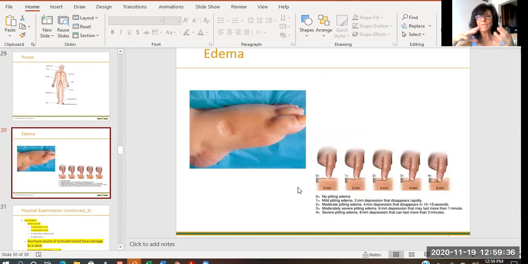Edema is either pitting, and if it's pitting, it's got a number attached to it. It's plus one, plus two, plus three, plus four, pitting edema. If it's non-pitting, then there's no number attached to it, right? That means that it doesn't do that when you push it. It's non-pitting.